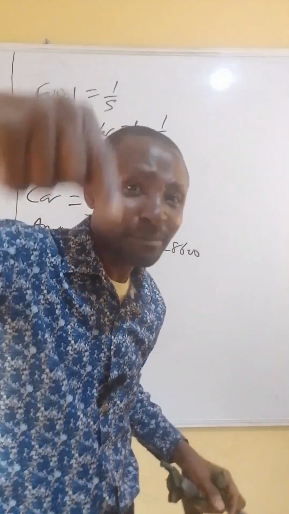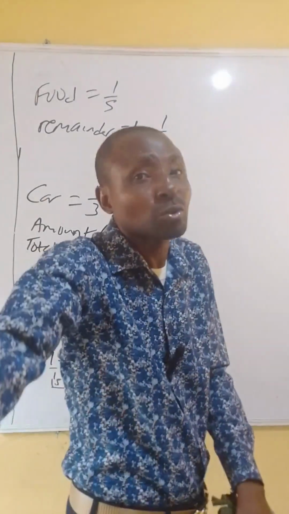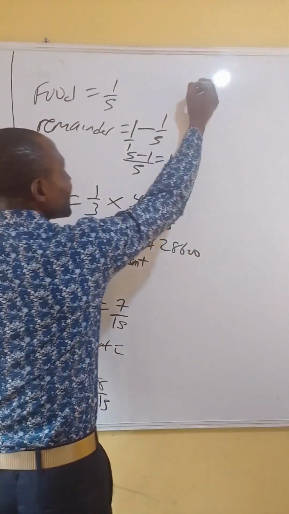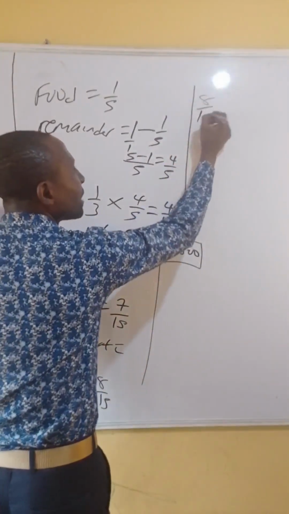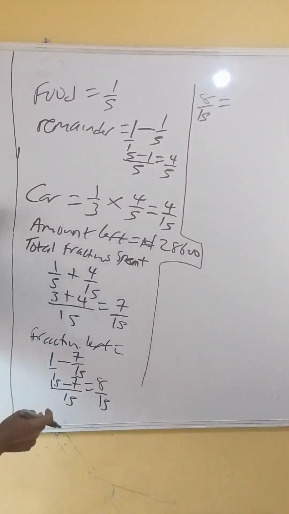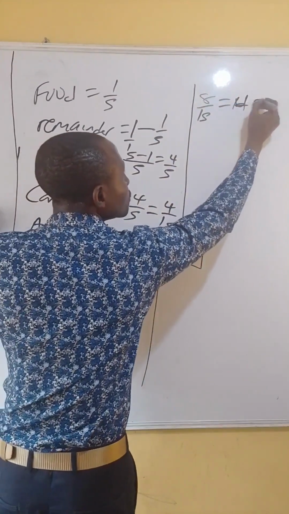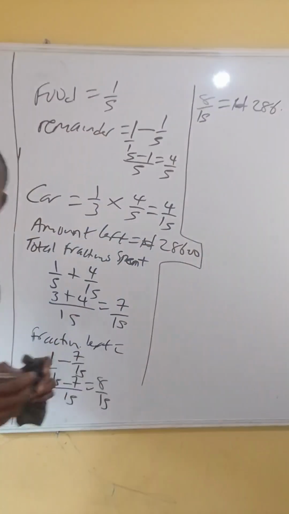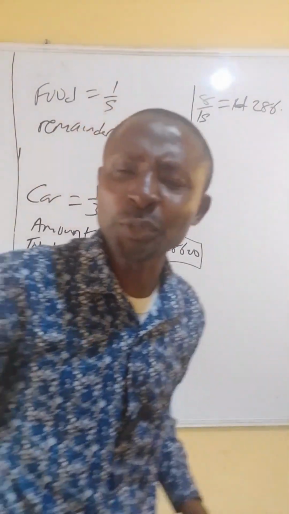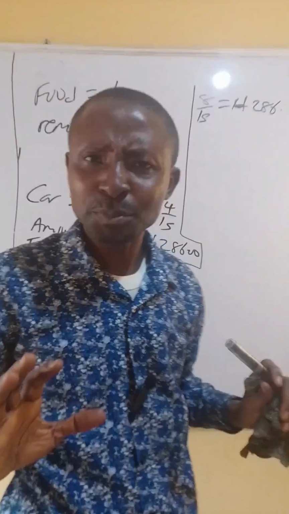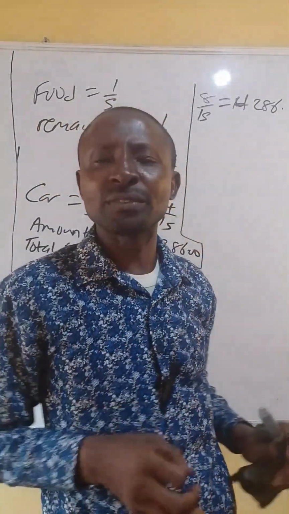Right? And remember, that 8/15 was attached to money. So that means, listen carefully to me, our 8/15 was attached to what? To the money left. That is the 286 naira. That is the money left, because that was what was left. And this is the fraction. Now, what do we do now? We are going to find how much is that 8/15.